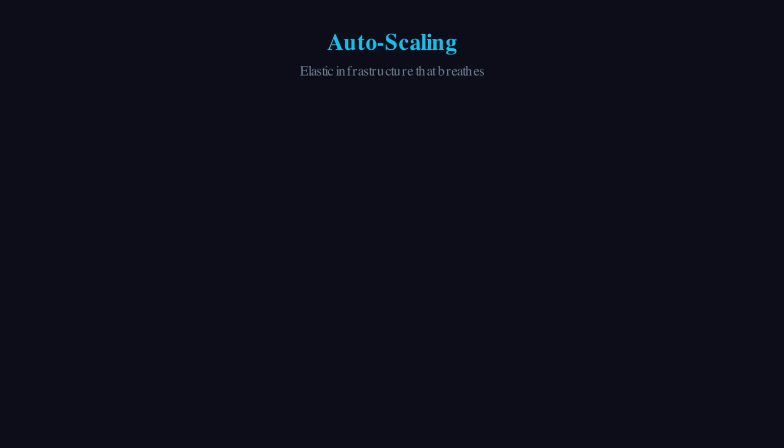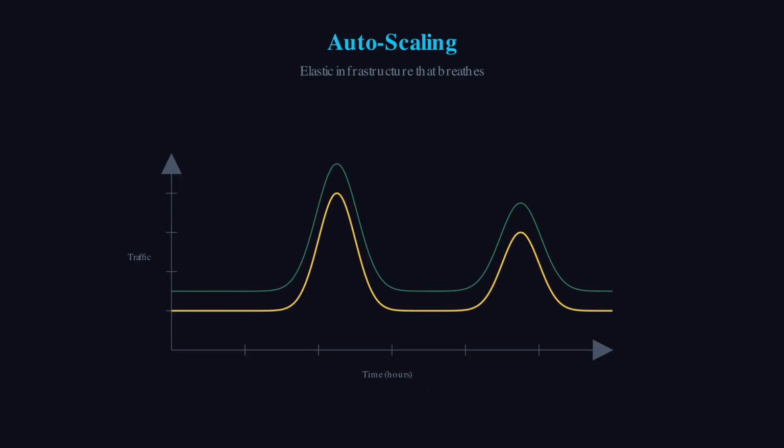But here's the thing. Traffic isn't constant. You might have a spike at 9 a.m. when everyone logs in, and almost zero traffic at 3 a.m. Why pay for 100 servers when you only need 5? That's where autoscaling comes in, the engine behind elastic infrastructure.